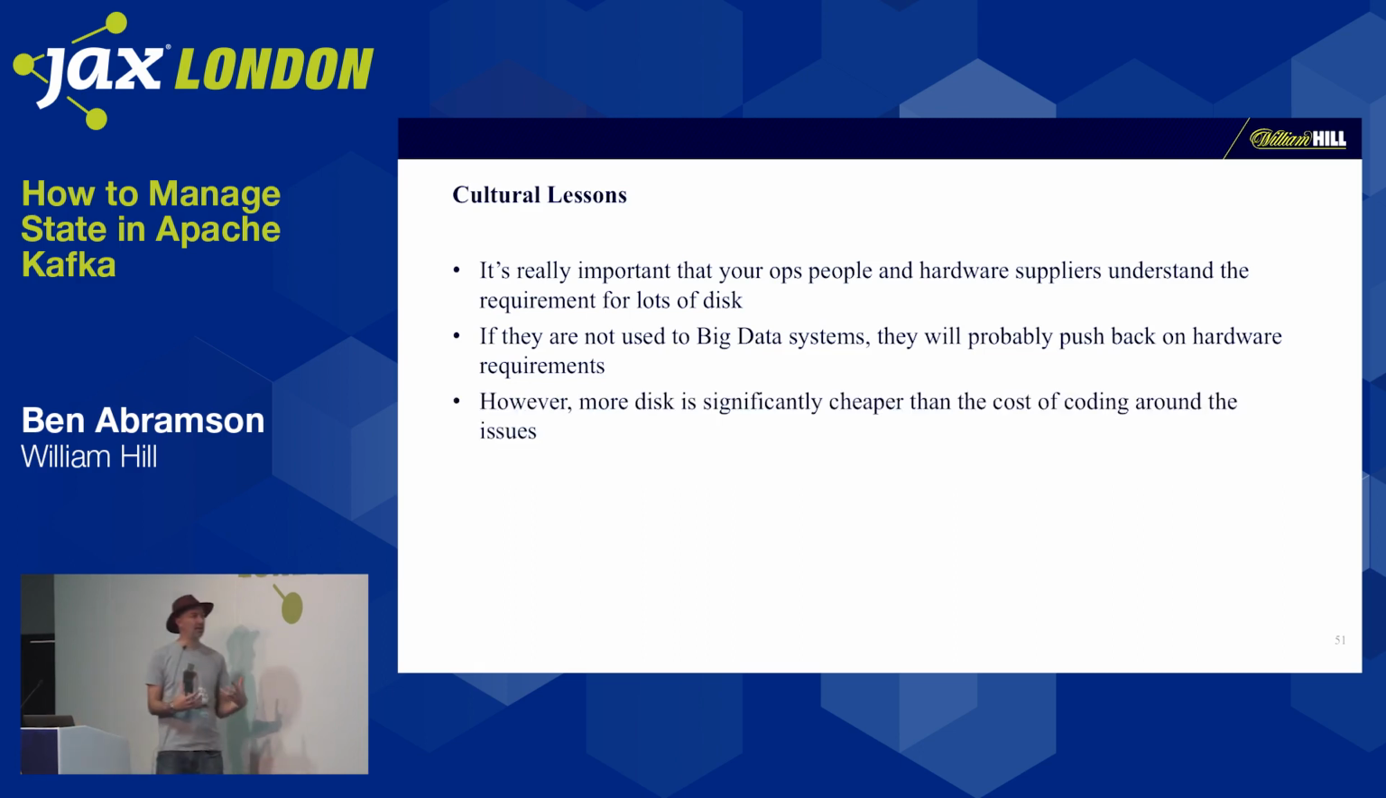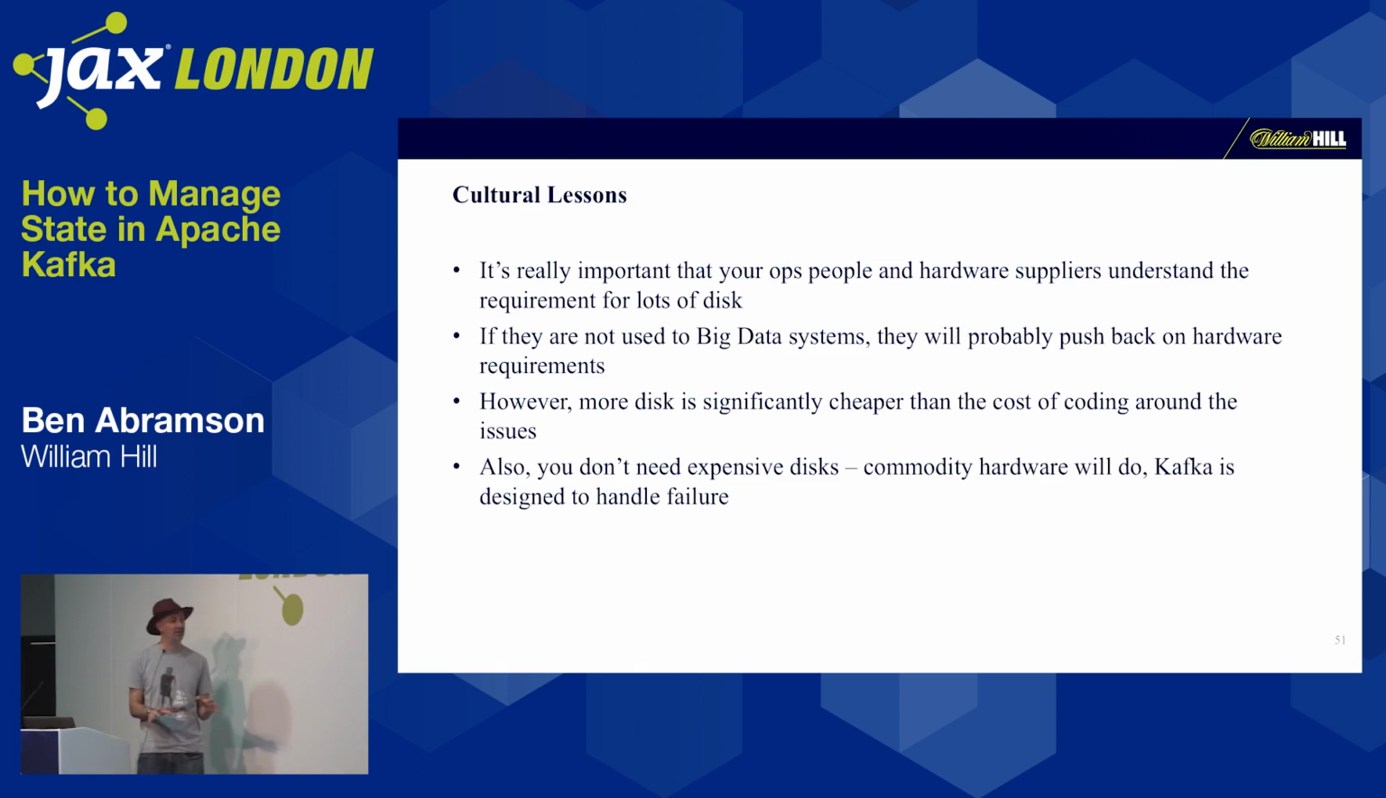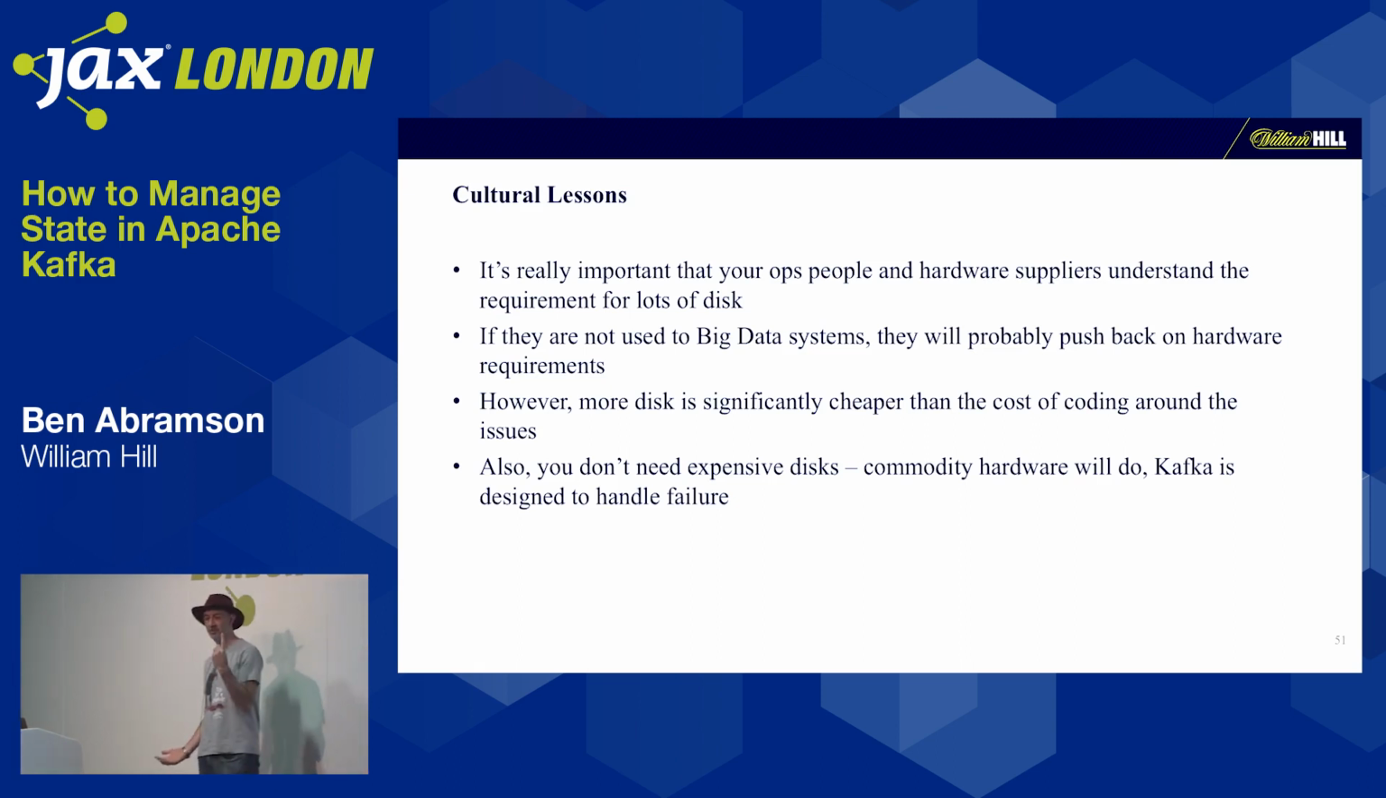But the way to play it is you need to point out that more disk is significantly cheaper than the cost of coding around issues, especially given that Kafka is designed for failure. So you don't need expensive SANs or RAIDs or anything like that. Commodity hardware will do. And if you think about how much a team of, say, 7 developers costs for one day, you could buy petabytes of commodity disk with that. So it's an absolute no-brainer.